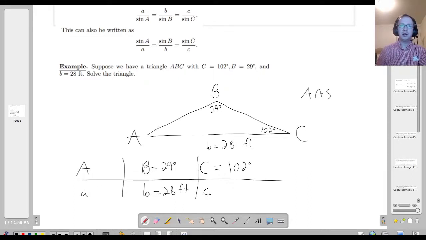Okay, so this is just to help me organize what information I have and what information I still need. Now one thing I can do right off the bat without any fancy math, I always know that the angles in a triangle sum up to 180. So A plus B plus C should be 180.